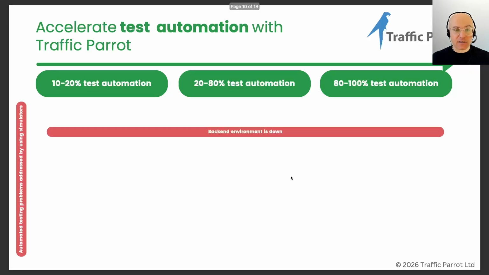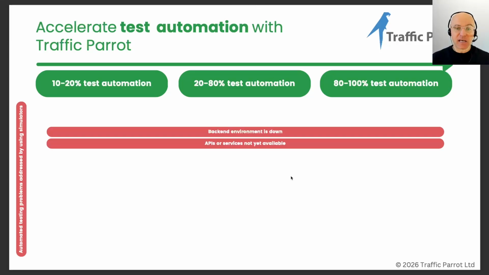And how do we do that? Well, we already saw that we can help you with your backend environments when they're down, right? And this is an issue that will impact your test automation journey even when you're starting out, right? So it doesn't matter if you're starting out, if you're in your scaling stage of testing automation, or you're at the very end of your test automation journey and everything's pretty much automated, backend environments being down impact all of those stages, okay? So if you have this issue, use Traffic Parrot.